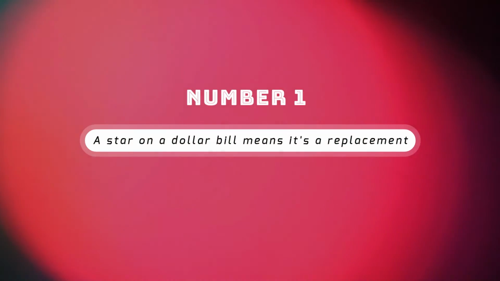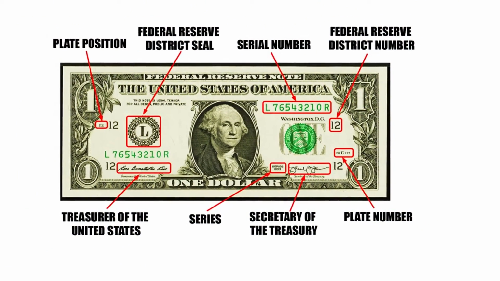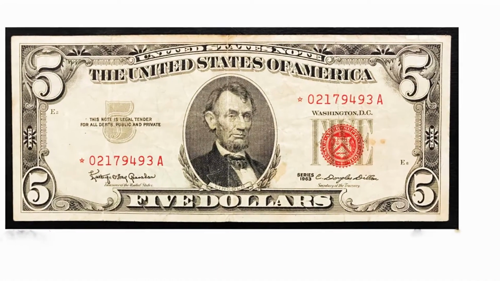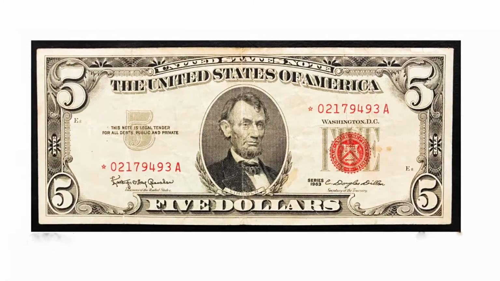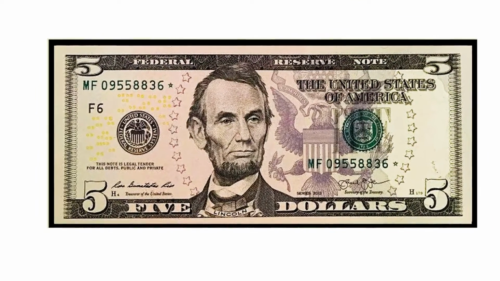Number 1. A star on a dollar bill means it's a replacement. All modern United States currency contains either a 10 or 11-digit serial number in order to make each bill unique. 10-digit serial numbers were on all bills until the new style came out in 1996. Those bills and all produced since then have an 11-digit serial.